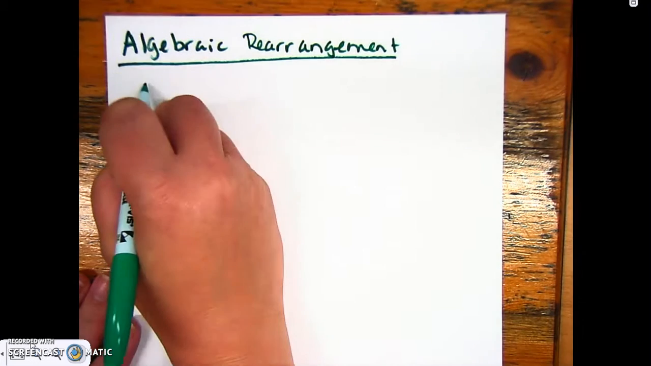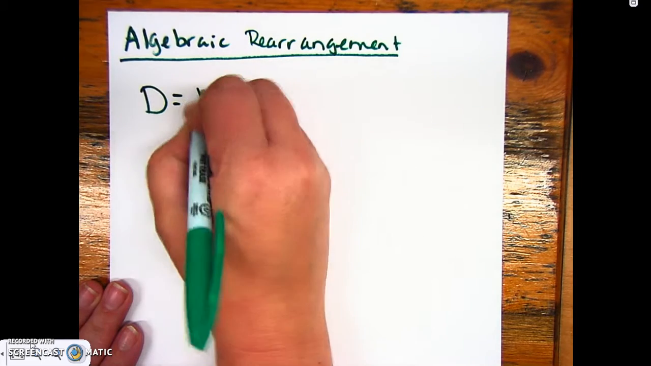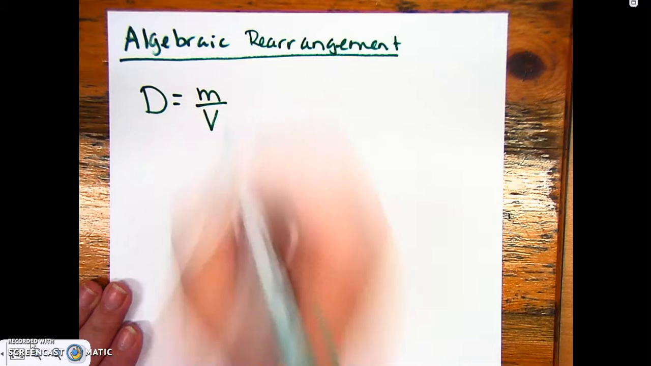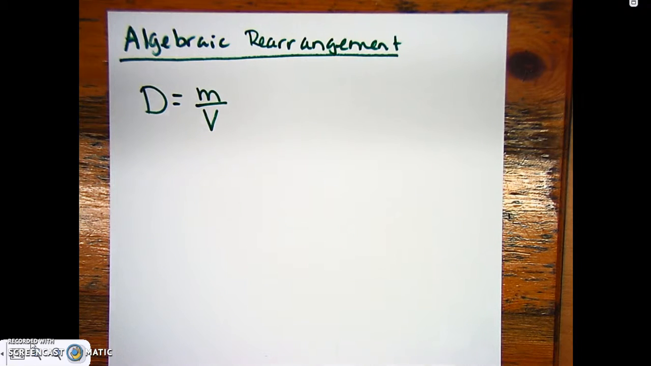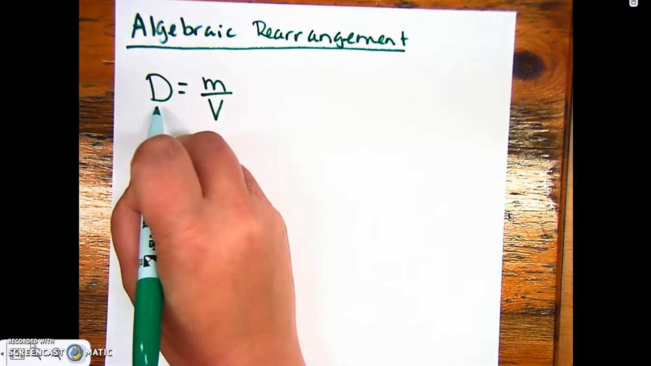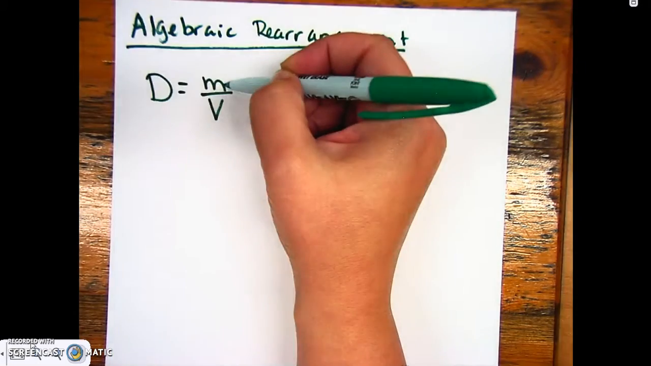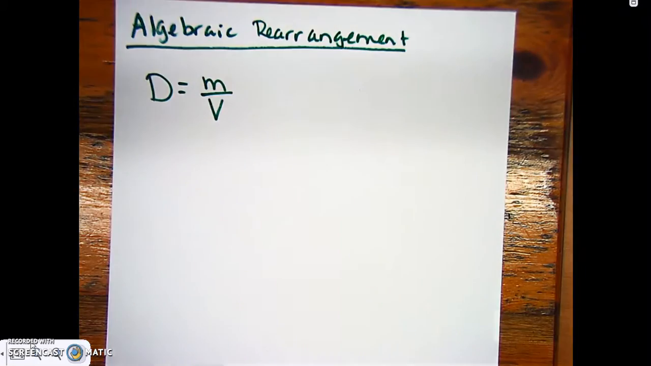So we've been looking at this equation of density is equal to mass divided by volume. So if I wanted to, say, solve for the mass of something, right? I've been told what its density is, and I've been told what its volume is, and I just want to be able to calculate what the mass is. What I need to do is get the mass by itself.